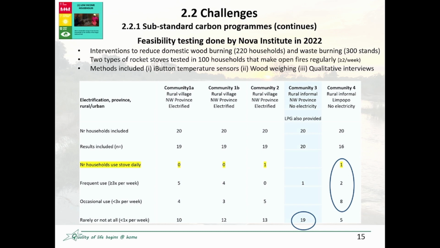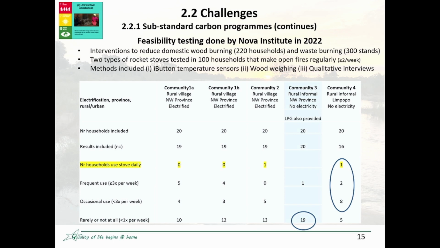Wood weighing is still important because in some households, people may use both the open fire and the new technology, because now you can cook two dishes at the same time. So you should not assume that if you introduce technology to a household, they will replace the open fire with the new technology. So you also have to do those measurements properly.